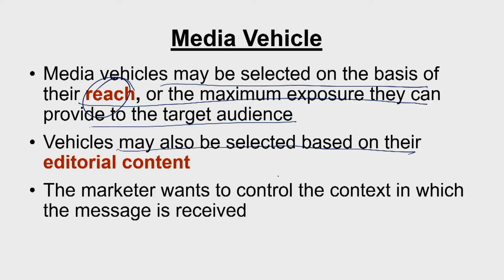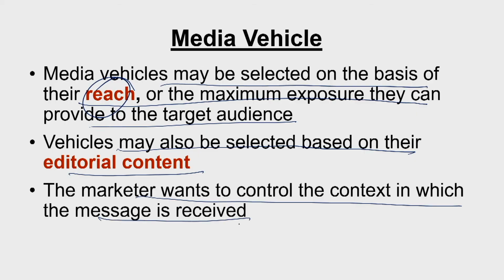Also, vehicles may be selected based on editorial content. What is the editorial content? If the editorial content is of emotional appeal, not the matter-of-fact kind of thing, not very explicit, not very intelligent, then a different kind of vehicle is used than if it is of highly intellectual content. Those messages which are highly intellectual in nature are placed in newspapers and magazines. But if the message is not so important a fact, or the editorial content is not that intellectual, then radio or television can be used, or the internet can also be used.